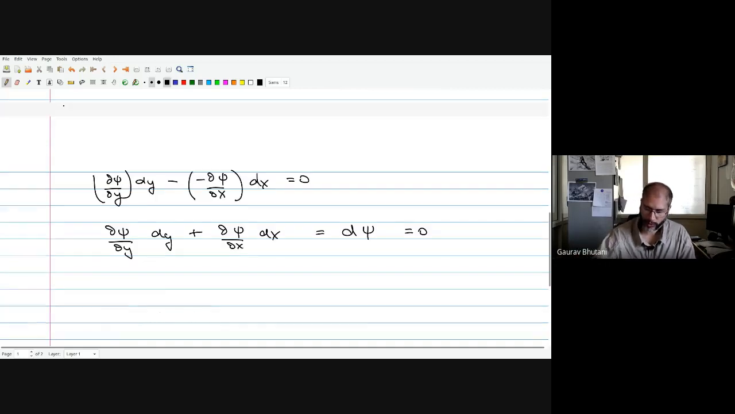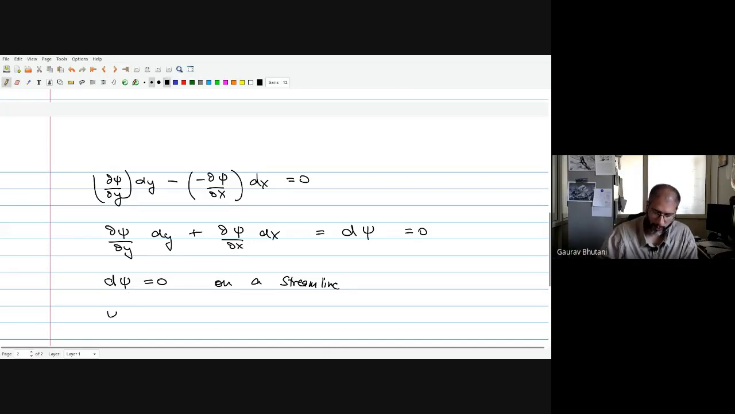So what this means is d psi is 0 on a streamline. And that is the reason we call it stream function. So the word stream comes from the fact that the stream function is constant along a streamline. Okay.